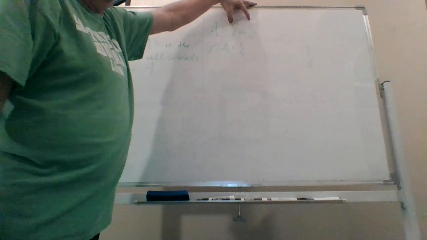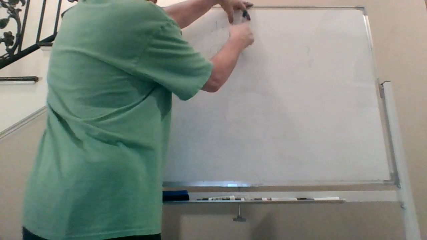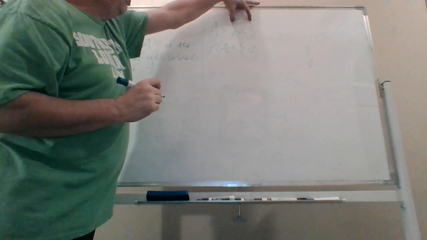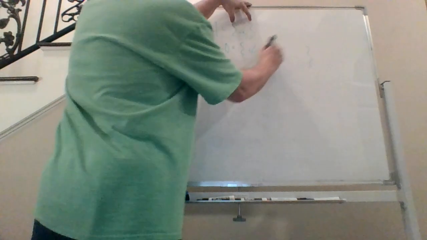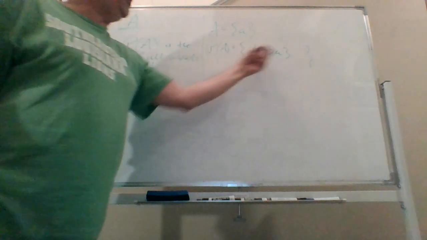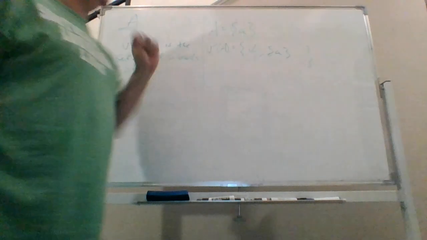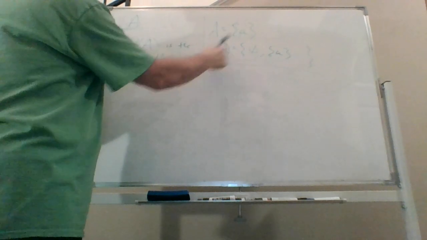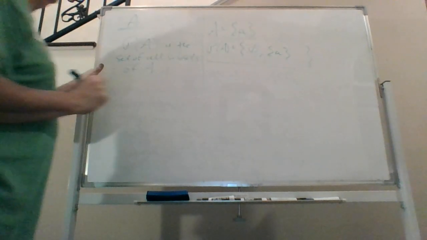Well, we just learned the empty set's a subset of every set. So the empty set's a subset of that set. What else is a subset of this set? The whole thing. And that's it. So these are the only two subsets of my set A. So if A is the set with a, the power set of A is the set with the empty set and the set with a.